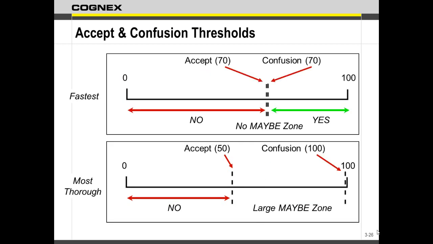If we want it to be the fastest, we tie confusion and acceptance together. That way, as long as you break that score, you're good. Keep going. So you never go into phase 2. You're always in phase 1, which is the fast phase.